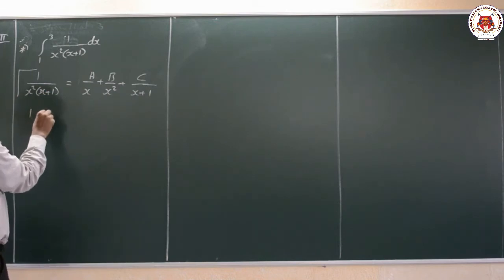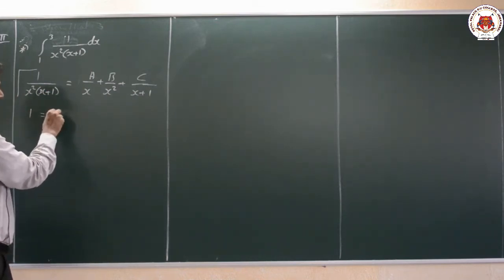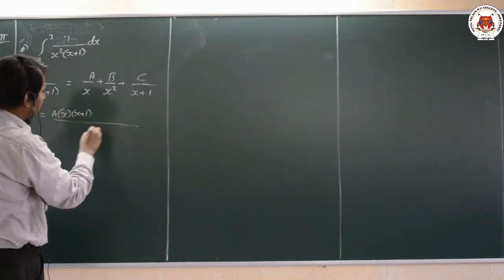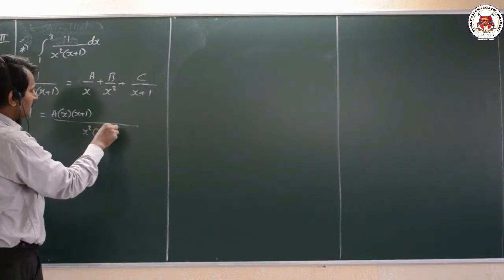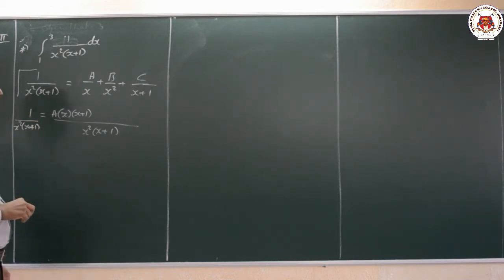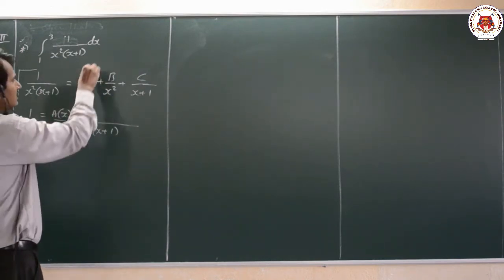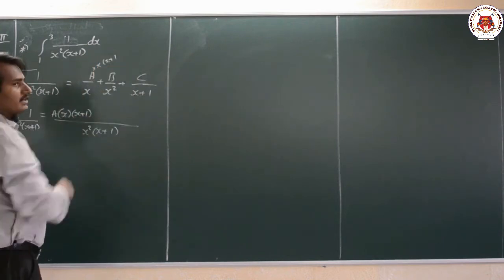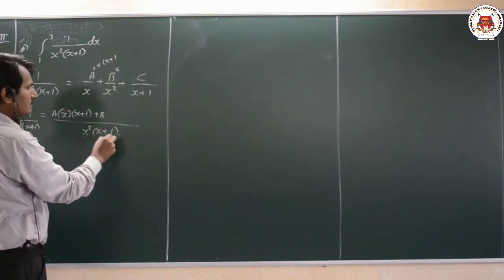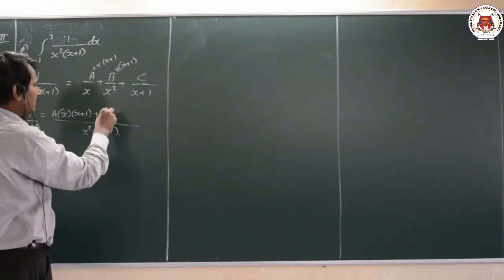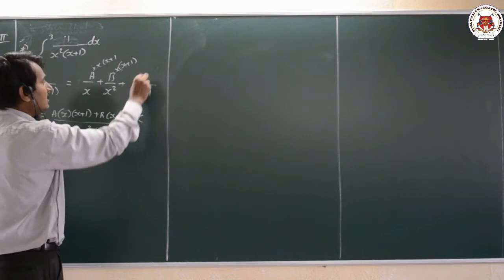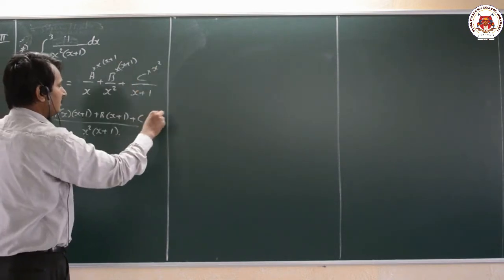Now I will take the LCM: 1 equals a into x into x plus 1. The LCM here is x square into x plus 1. Here also we have x square into x plus 1 as the LCM. That means we have to multiply by x into x plus 1 to get this term, which I have done here, plus b into x plus 1, which is what we have to multiply to get these two terms, plus c into x square.